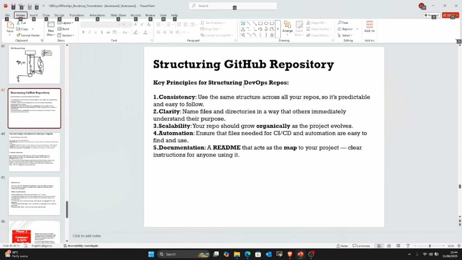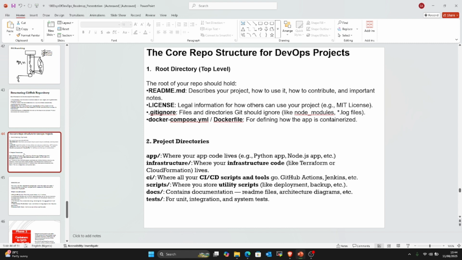So the README file, your documentation, is actually non-negotiable. It's one of the most important things that should be in your repository. So we're going to be looking at one repository. I just want to show you one or two things.